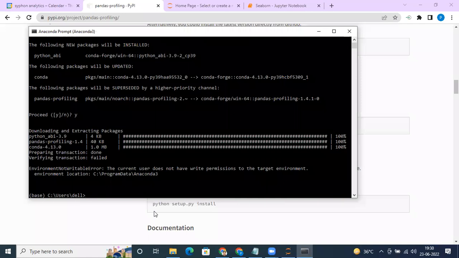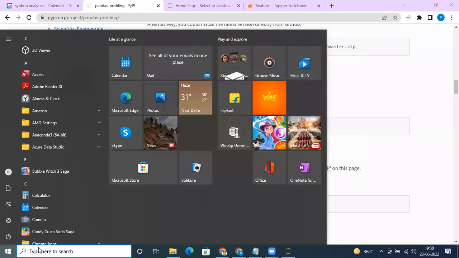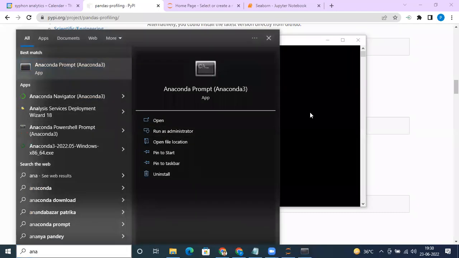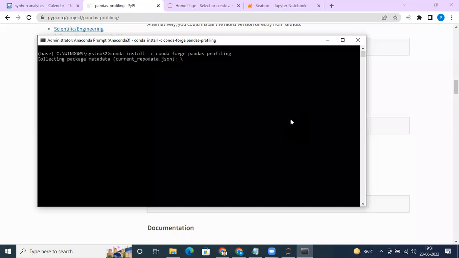Current user does not have right permission to the target environment location, C program environment. Let me do one thing. Anaconda prompt, run as administrator. Actually, this library will give me all the report in one time.